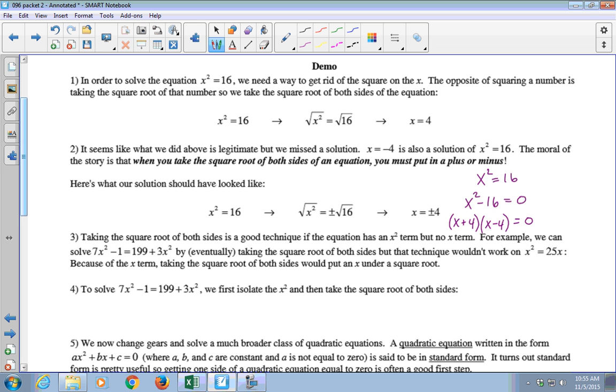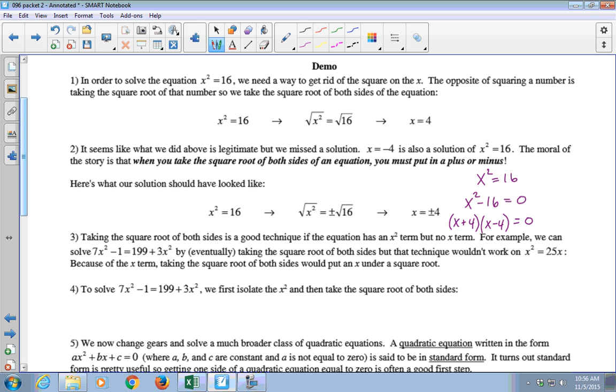Think of two numbers. If you're going to multiply two numbers together, don't think about this for a second. You're multiplying two numbers together and the answer is 0. What has to be true about at least one of your two numbers? It has to be 0. The only way to get 0 as the answer to a multiplication problem is if one of the numbers you were multiplying was 0.